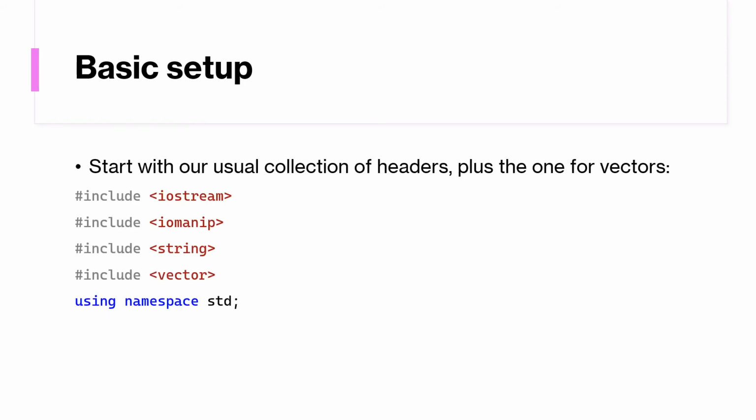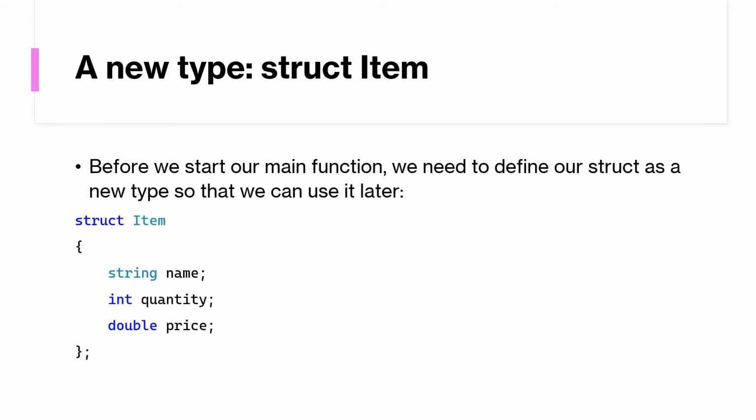Okay, so let's write our program. We're going to start with the usual collection of headers plus the one for vectors. Before we start our main function, though, we're going to define the type struct Item. A lot of people make the mistake of defining struct Item inside the int main function. If you do that, then it's only accessible inside int main. It can't be used in any other functions. So it's important to define struct out in global space where it can then be accessed by any of the functions in your program.